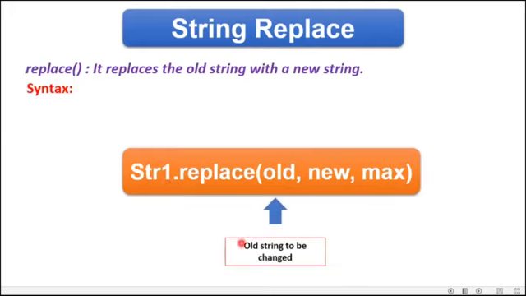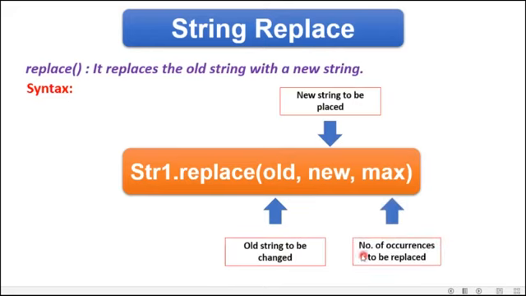Now, what is the old parameter? This is saying the old string to be changed. Here we'll mention the string which needs to be replaced with a new one. And my new parameter is going to contain the string to be placed in place of this old one. And max is going to contain the number of occurrences to be replaced.